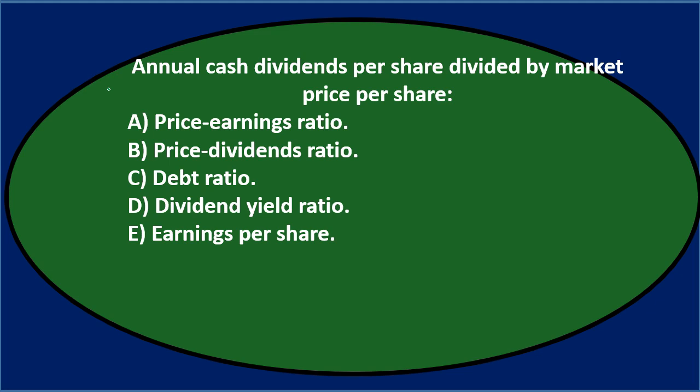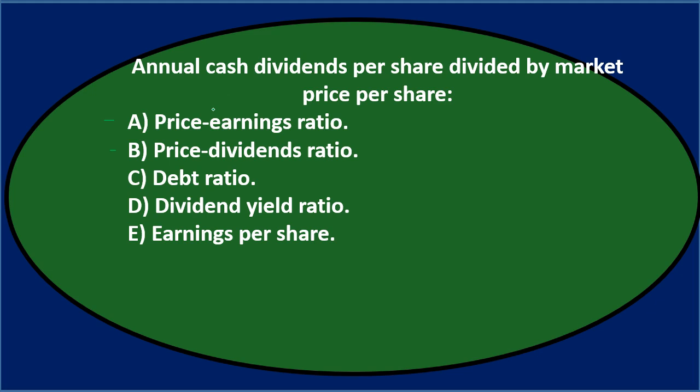Annual cash dividends per share divided by market price per share. Note as we go through this, we've got the market price in there and the dividends per share. So we're thinking about market type ratios, dealing with information not simply internal to the company, but external, dealing with market information, the market price. A, price earnings ratio. It's got the price in it, so that seems relevant. B says the price dividends ratio, and that seems pretty relevant. It's got the price and the dividends in it, which are the two items mentioned up here.